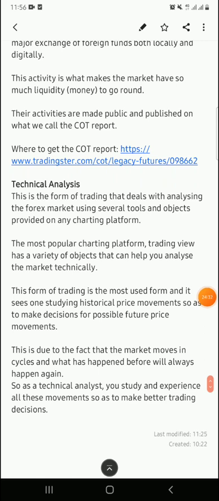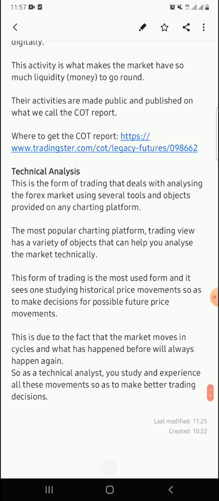So technical analysis is the form of trading that deals with analyzing the forex market using several tools and objects provided on any charting platform. Now, the MetaTrader 4 has these tools and objects, but I won't advise us to use the MetaTrader 4 to be analyzing technically. And you will know the reason soon enough.